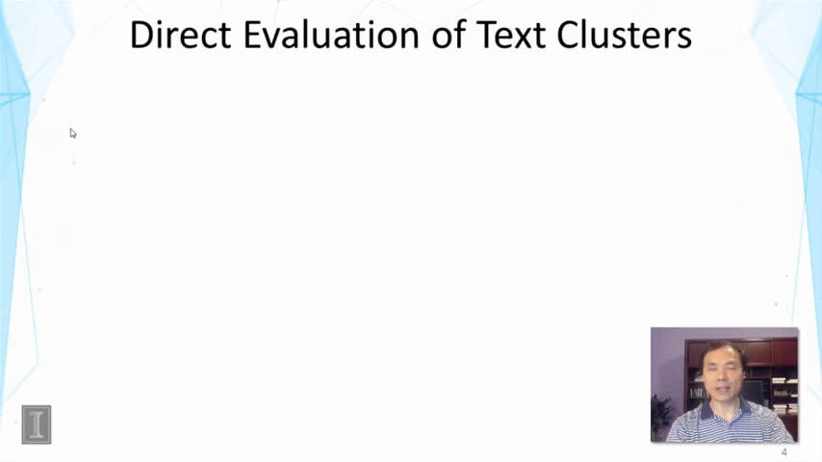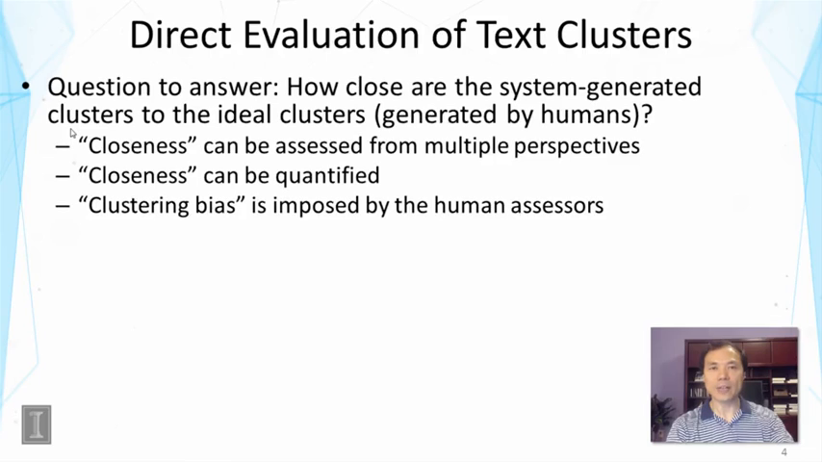In general, we can evaluate text clusters in two ways. One is direct evaluation and the other is indirect evaluation. So in direct evaluation, we want to answer the following question. How close are the system-generated clusters to the ideal clusters that are generated by humans? So the closeness here can be assessed from multiple perspectives, and that would help us characterize the quality of clustering results from multiple angles, and this is sometimes desirable.